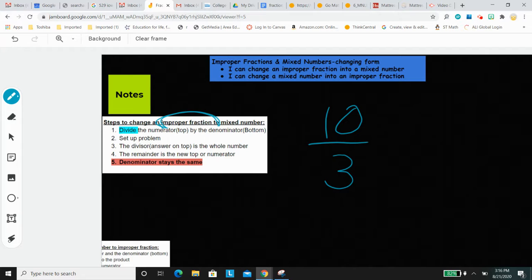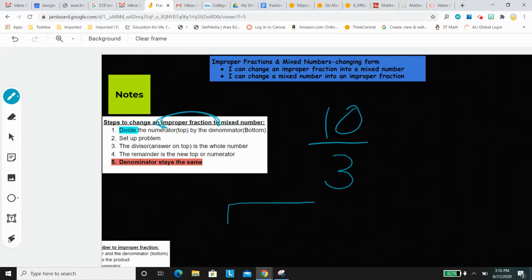That means that every item that I break up is going to have 3 pieces in it, but I have 10 pieces, not 3. So today the emphasis is how do I change this into a mixed number? Here's what we're going to do. Please follow my directions. Number 1, we're going to divide the top, the numerator, by the denominator, the bottom. So we're going to set up the problem, and to do that, I'm literally going to set up a division problem. I'm going to make my box.